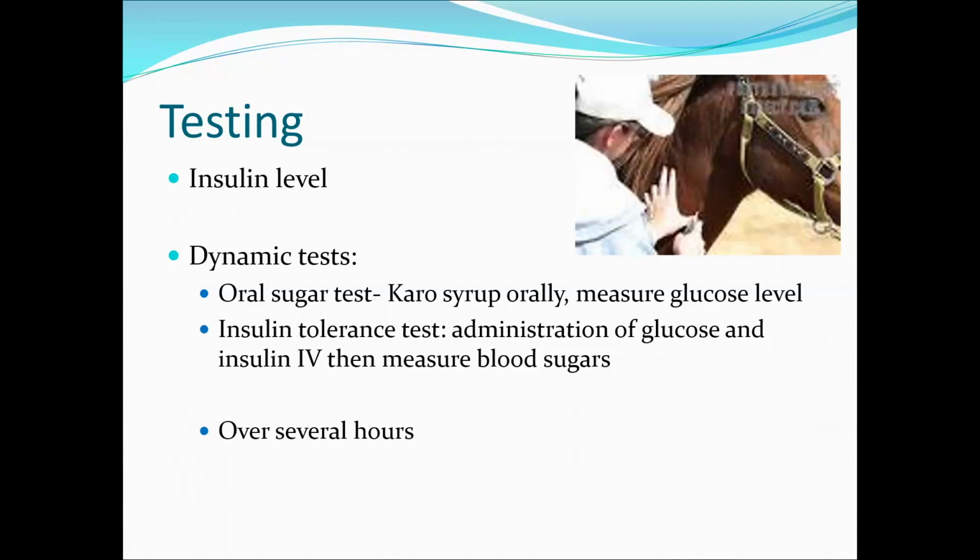We won't get into the ins and outs of that, but oftentimes we'll give them Karo syrup, which is sugar, and then measure their glucose levels sequentially. So we do a little dynamic test of, okay, here's a baseline level. Here's what happens after you get a sugar load. This is how a normal body should respond, but your body's not responding correctly. So that can give us a little bit more information. And if we have a horse that's borderline, it can be a more sensitive test. Those tests take several hours, so we prefer to diagnose them just off an insulin level if we can.